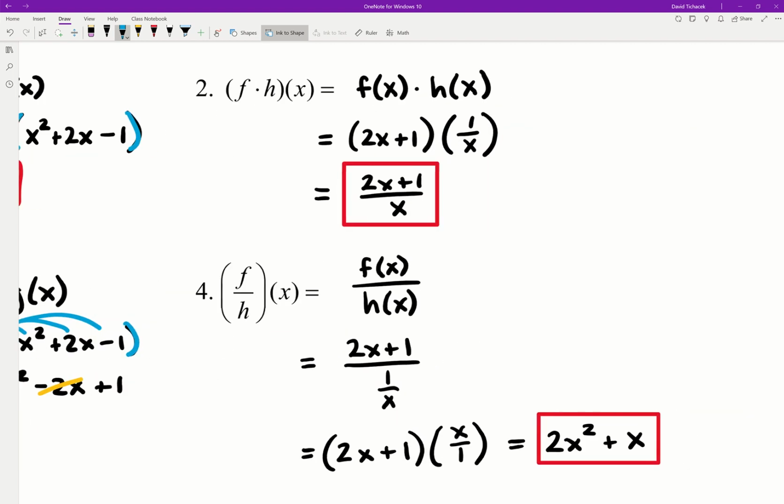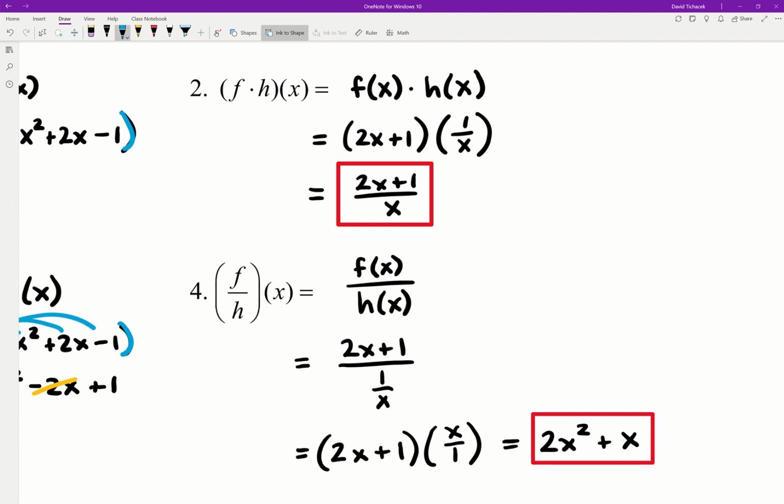You notice that I did these next couple of examples here for you. Number 2, I'm doing my product machine. I'm taking the output of f times the output of h. I'm just multiplying those together, and you can see that that's the result there.